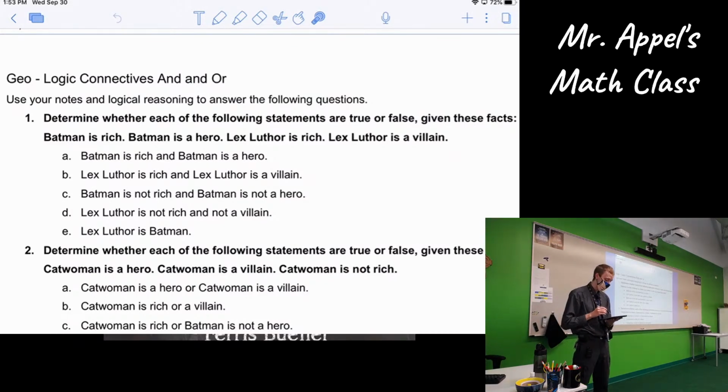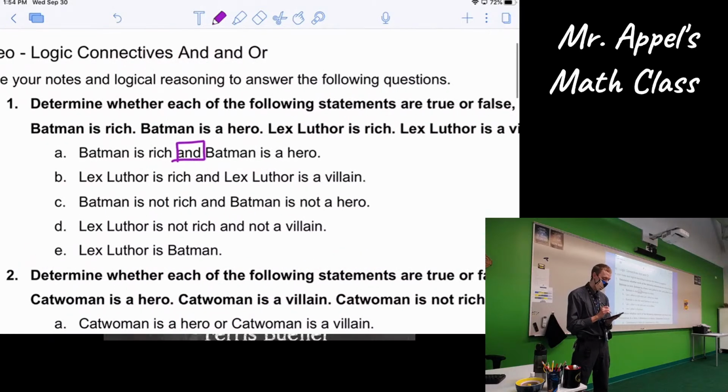So the first section deals with ands. So I'll walk you through the first example in each section here. So we have Batman is rich and Batman is a hero. So when we analyze this, we're going to notice, hey, we're using the and connective there. That means I need both sides to be true. Let's check each one. Batman is rich. That's what I said up here.